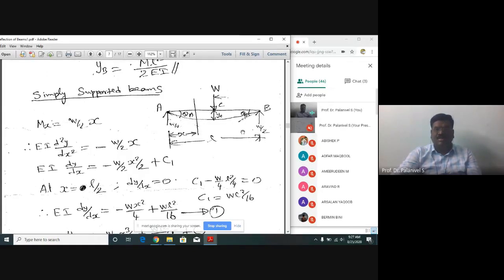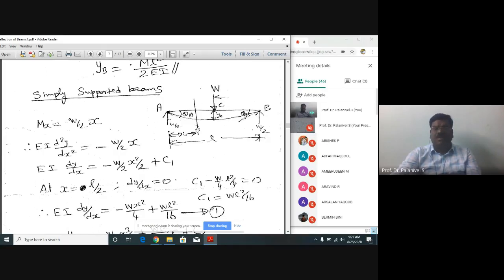Due to symmetry, it is a symmetrical simply supported beam subject to point load at its center. So the deflection is maximum at the center. Moreover, theta A is equal to theta B. The angular rotations are the same at points A and B. It is well known to us. So the span of the beam is L, and consider a section XX at a distance X from A.